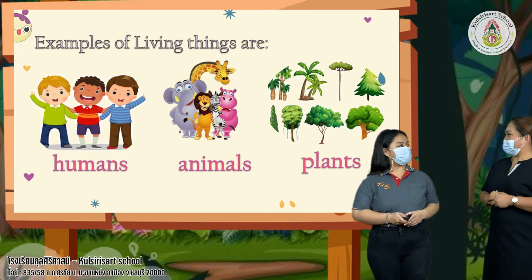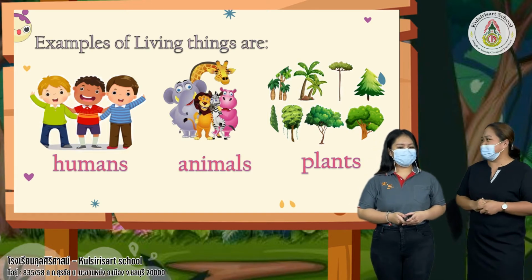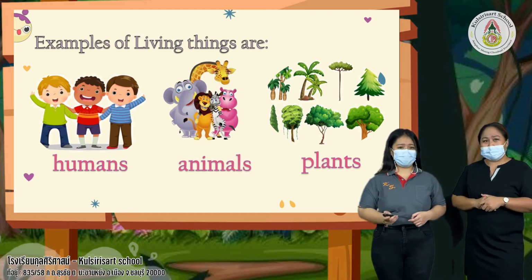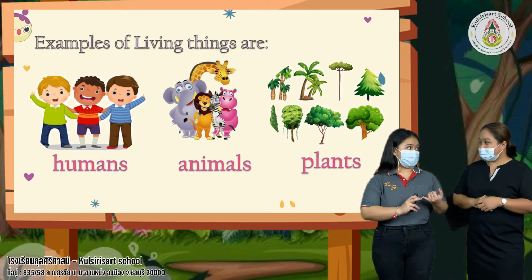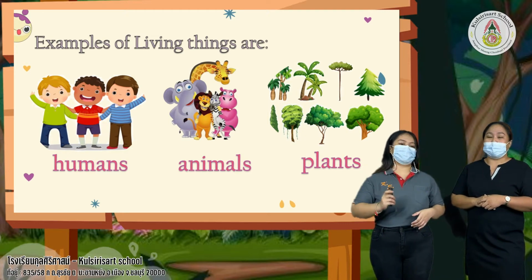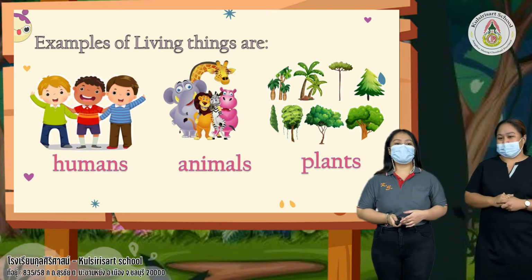Teacher April, how do you consider plants as living things? Can you see them breathing? No, we can't see them breathe, but they are considered living things because they eat food and they can grow. Oh, okay. Alright?